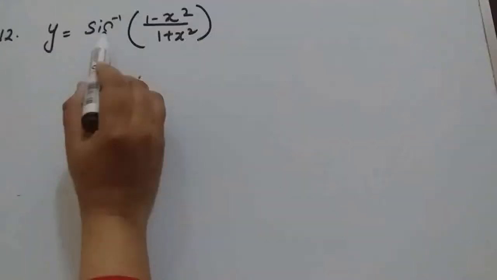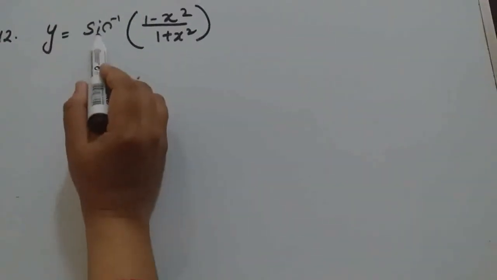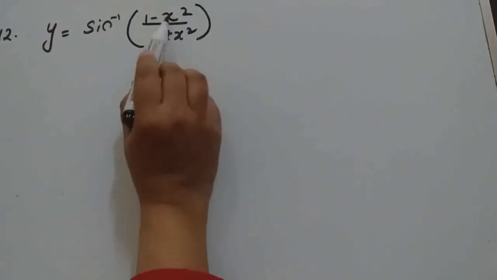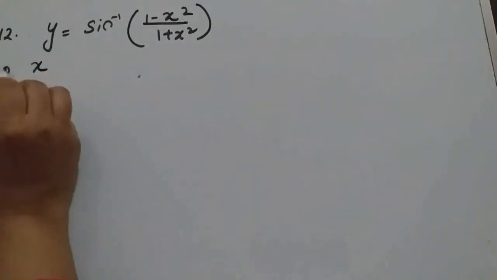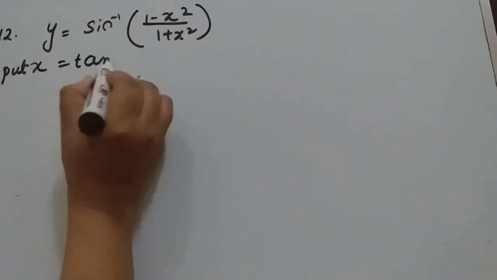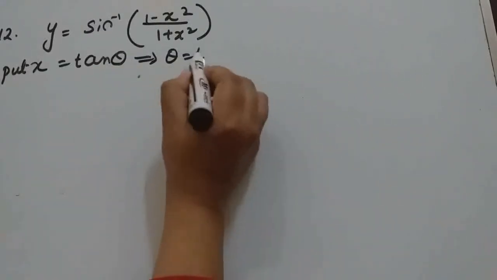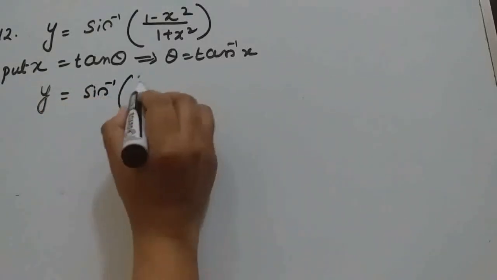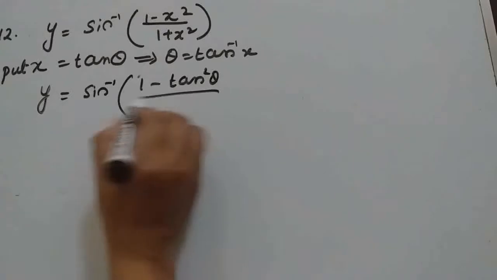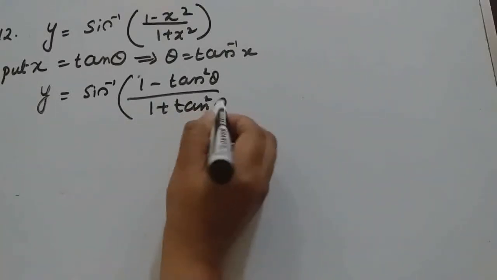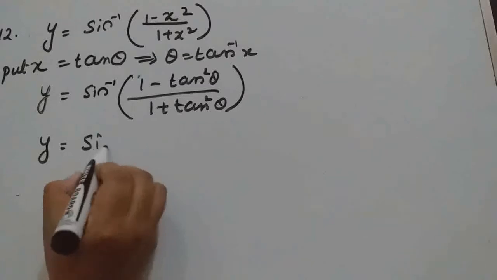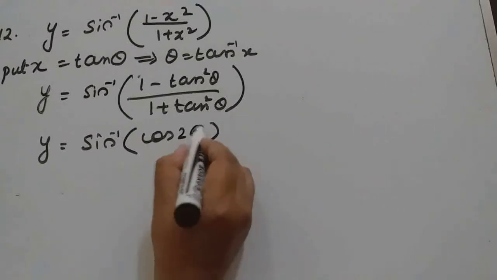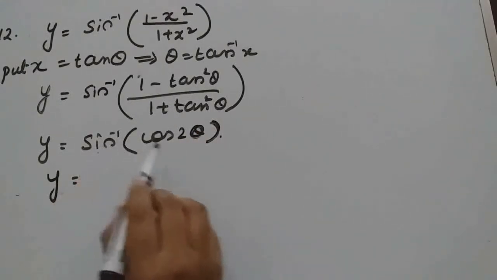Y equal to sine inverse of (1 minus x square) by (1 plus x square). If you observe this bracket, it will give the cos 2 theta formula if we substitute x as tan theta. So put x is equal to tan theta, which implies theta is tan inverse x. So y will be sine inverse of (1 minus tan square theta) by (1 plus tan square theta). This is nothing but cos 2 theta, isn't it? Now sine inverse and cos.